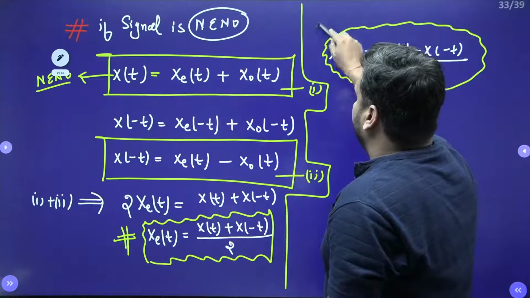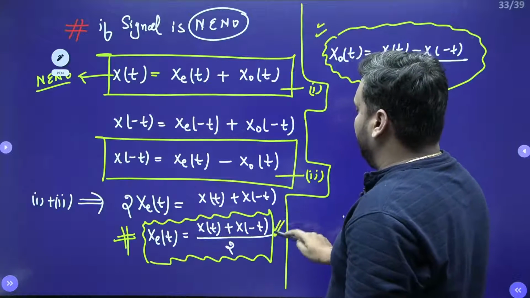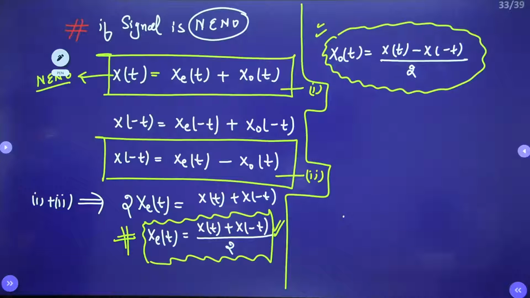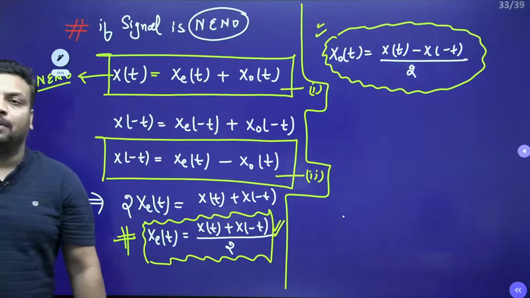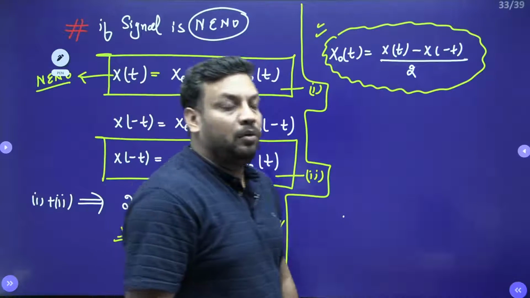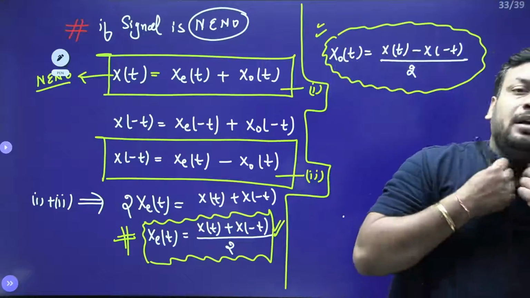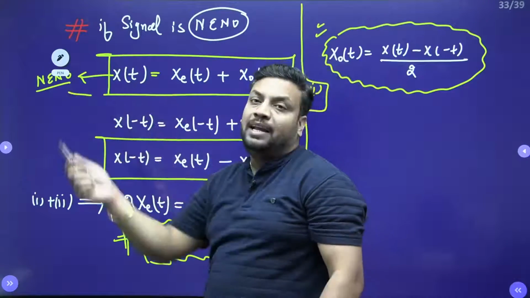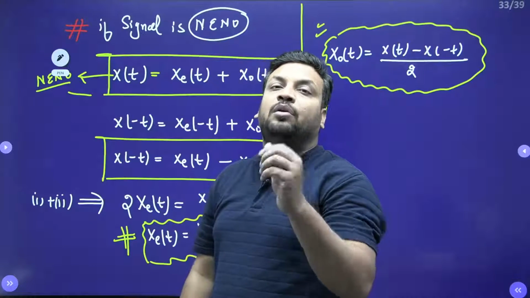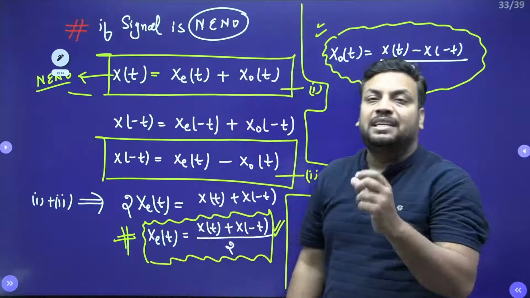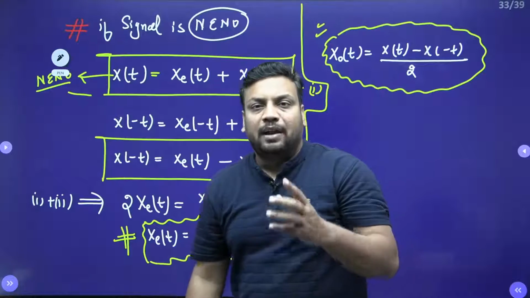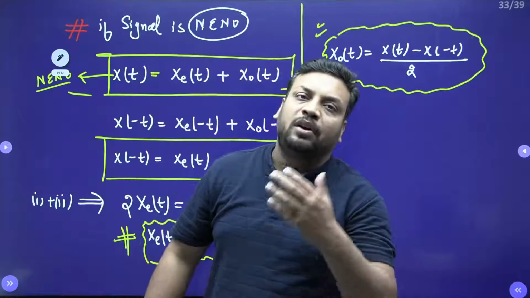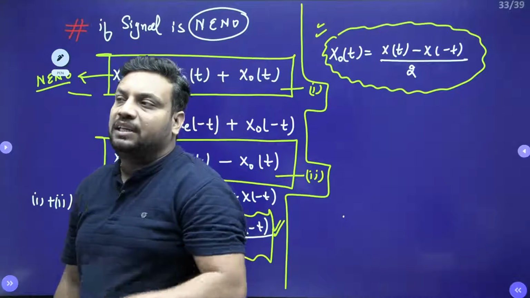So the even component and odd component formulas we have derived just by doing a small derivation. We now have the formula of the even component and of the odd component, but this formula is only valid if the signal x(t) is neither even nor odd. If x(t) is a nano signal, then only we have an opportunity to identify the even component and odd component which is hidden in the signal.